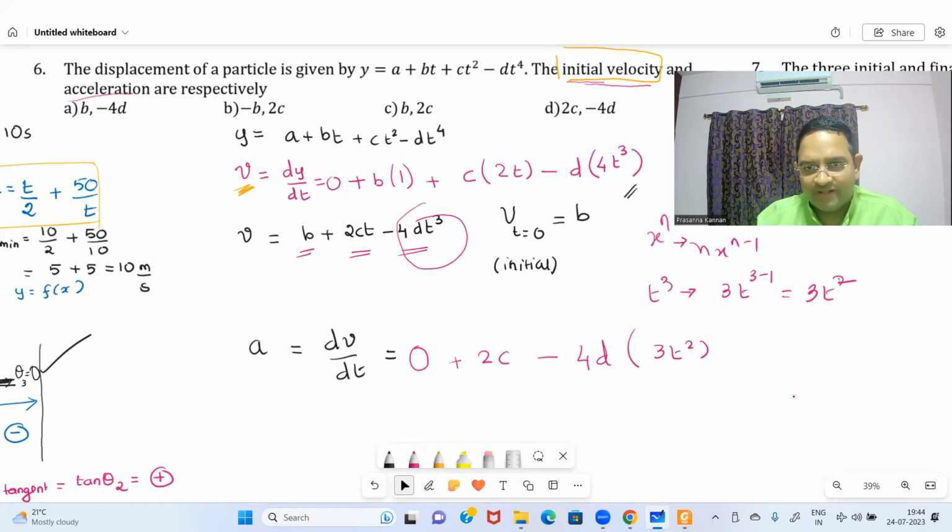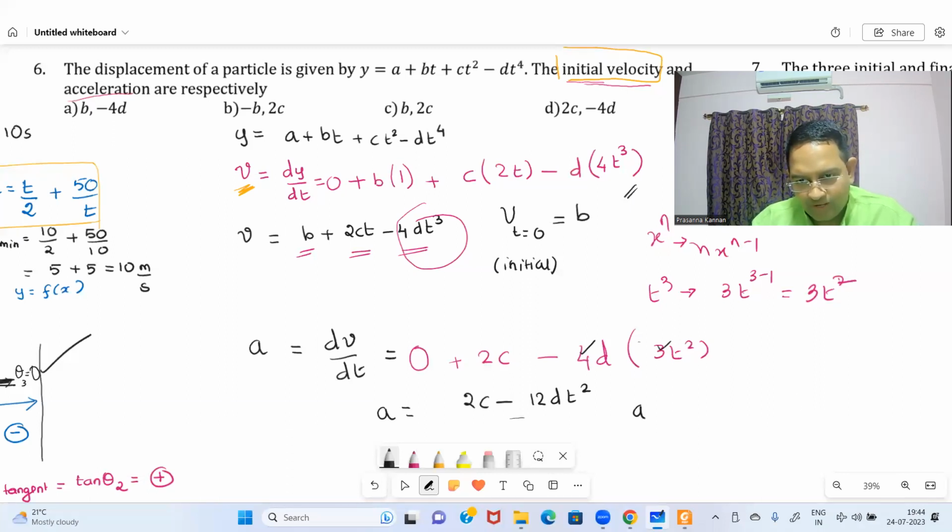Now we are asked to find the initial velocity and initial acceleration. So what is the initial acceleration? That means T, what you must do? This is acceleration. Whatever we got here is acceleration. So what is it? 2C minus 4 into 3 is 12. 12T square. Clear? 4 into 3, 12. Okay.